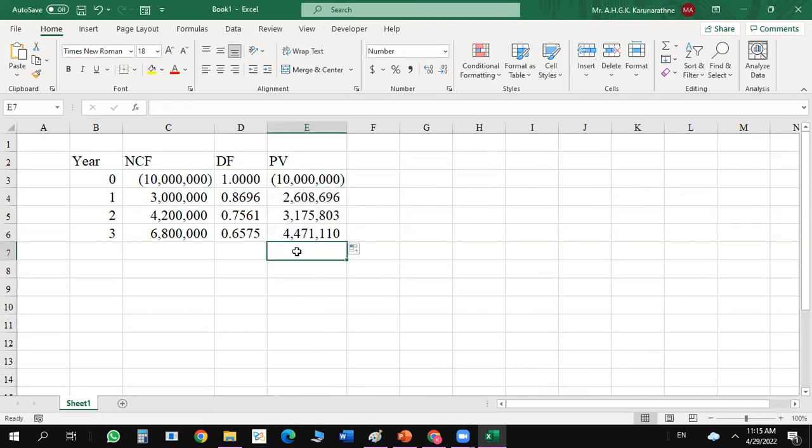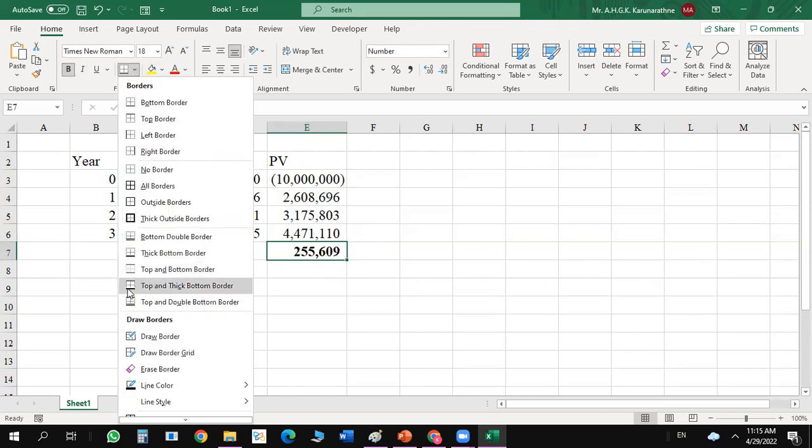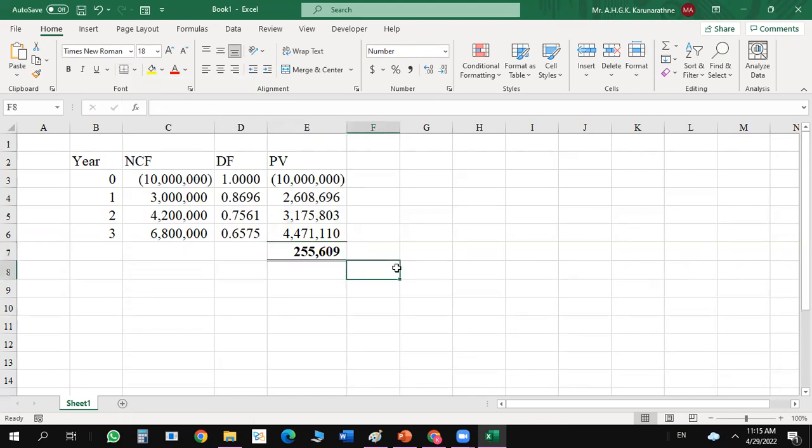So you can get the sum. I will press Alt equal, enter. This is your present value. Not present value, this is your net present value. This is how you compute net present value using our ordinary calculation approach.